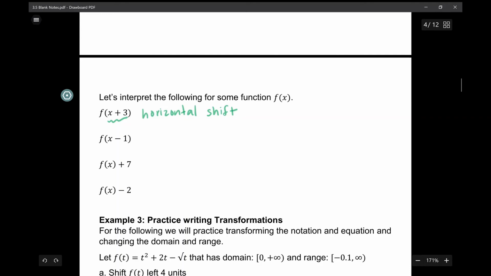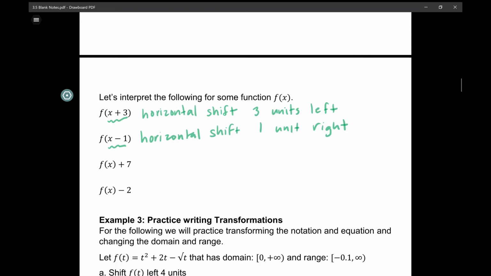And since it's plus 3, it's going to be 3 units to the left, right? It's going to happen 3 units faster than the original function f of x. And x minus 1, that's also a horizontal shift because it's inside the function. Horizontal shift, 1 unit to the right.